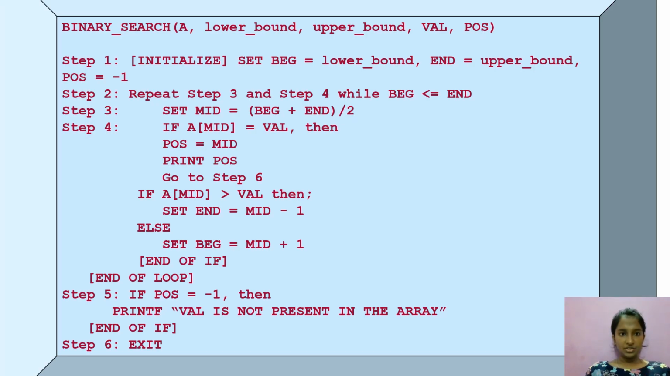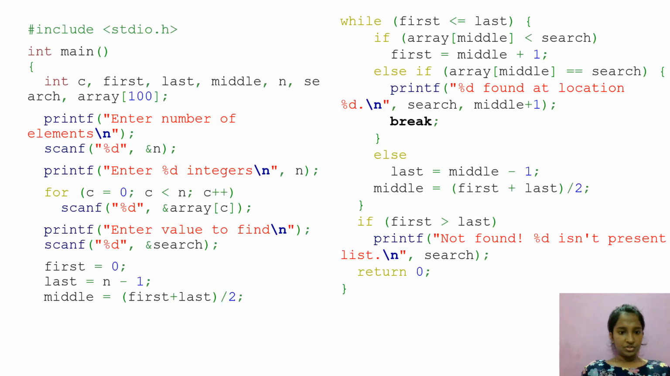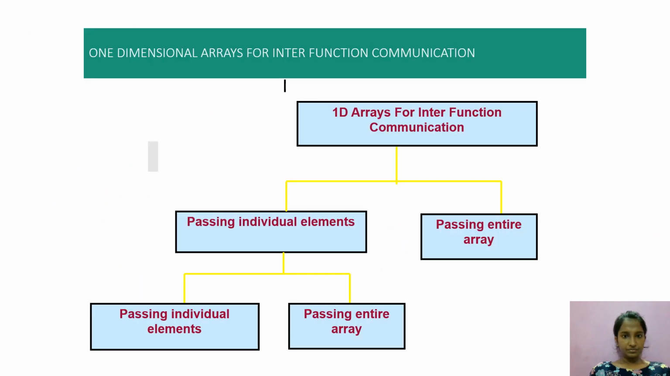Next comes the binary search, like the steps that you need to follow. Another program related to the binary search. Next comes one-dimensional array for inter-function communication. One-dimension array for inter-function communication is divided into passing individual elements and the passing entire array.